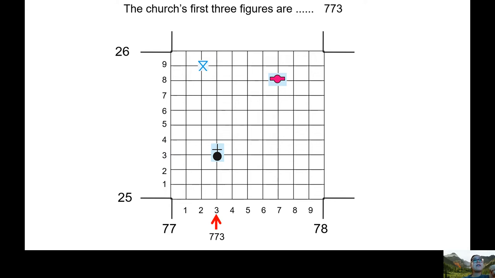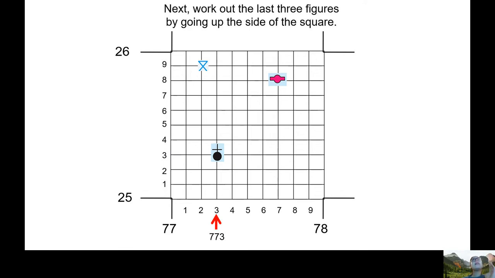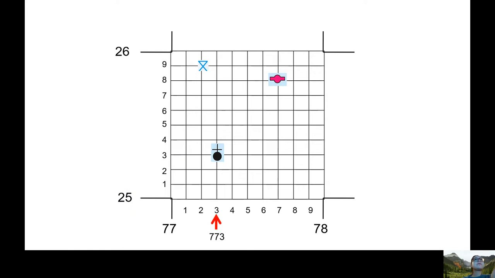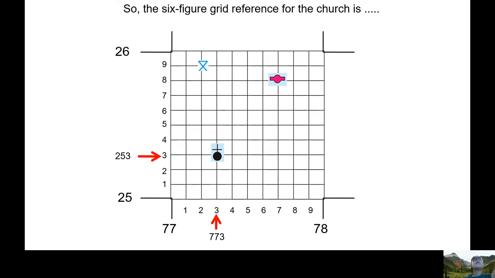And then next, work out the last three figures by going up the side of the square, up the y-axis. And the last three figures are 253. So, together, all six figures would be 773253.